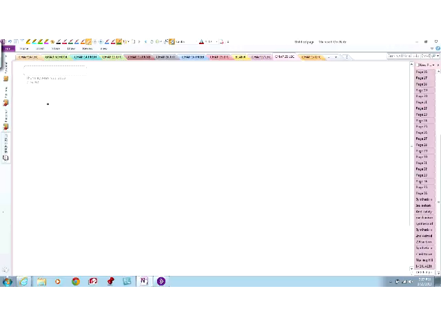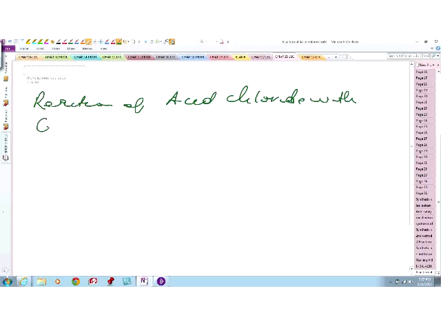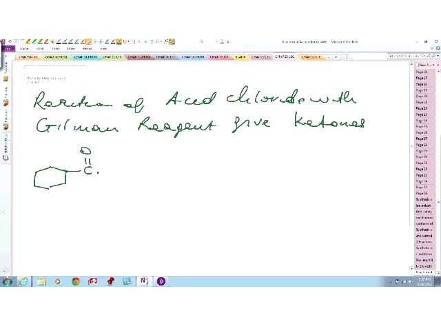With the acid chloride, reaction of acid chloride with Gilman reagent. What does it give? We know that already. Acid chloride with Gilman reagent gives ketones. Okay? For example, all of this will be reviewed for all of you here.